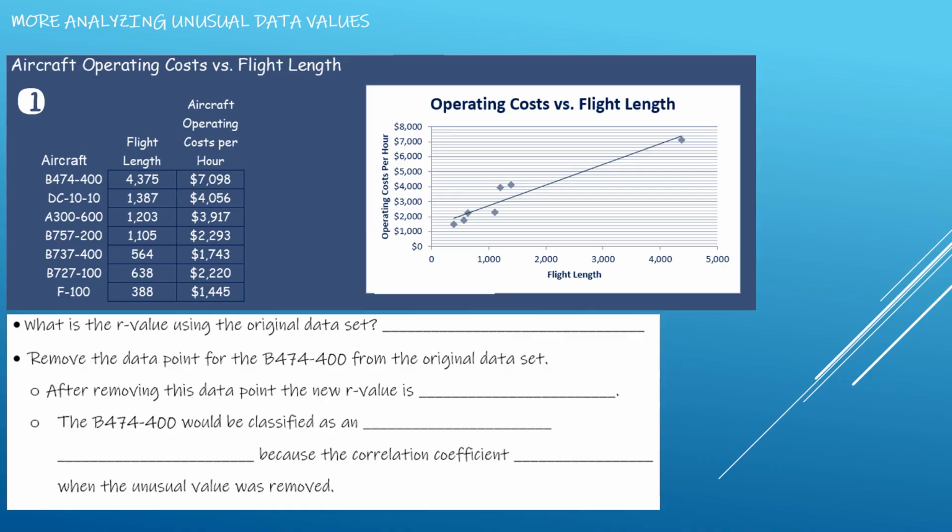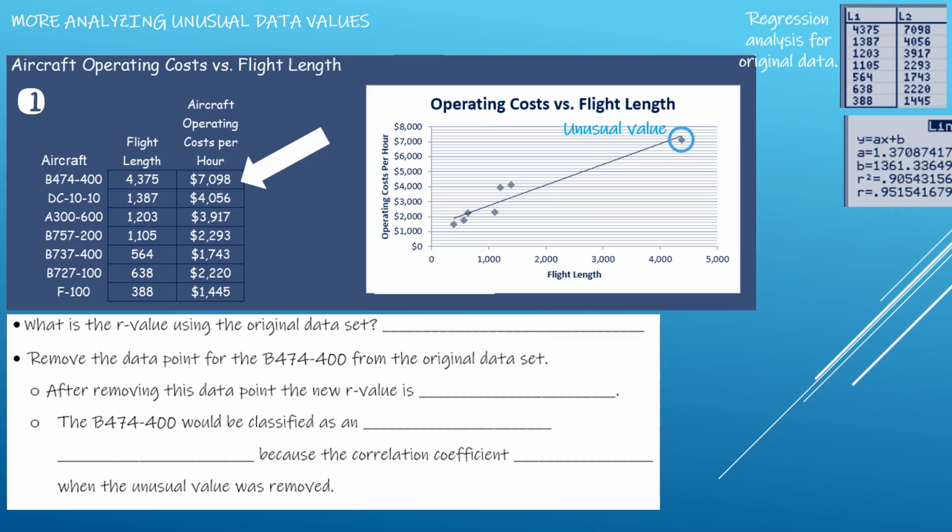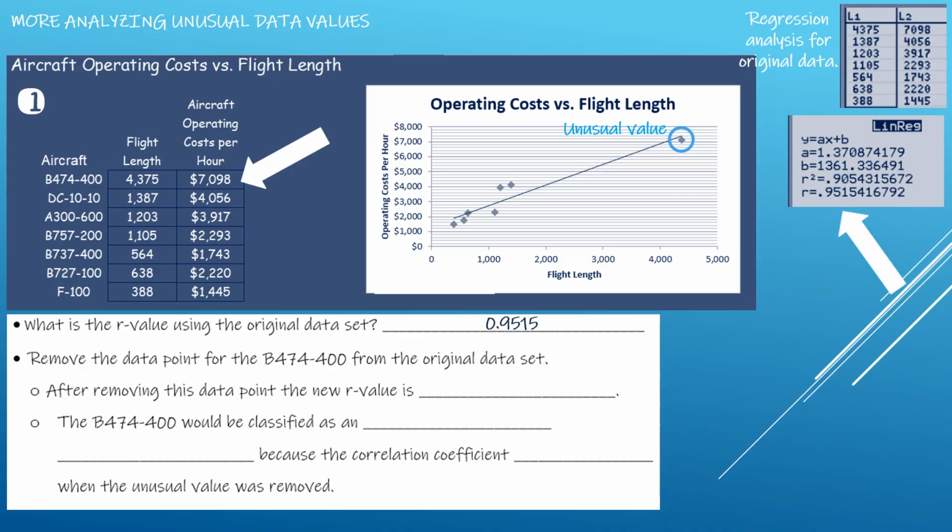Here's another one. This time we're looking at flight length and aircraft operating costs. Sorry, I didn't even read what the X and the Y axis were representing in that last one. Oops. Okay, but there is a value that is unusual. And of course, it's that first one there, the B474-400. Same aircraft as the last situation. So a regression analysis, okay, there we are.